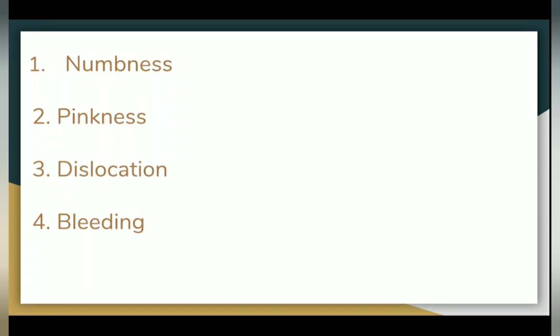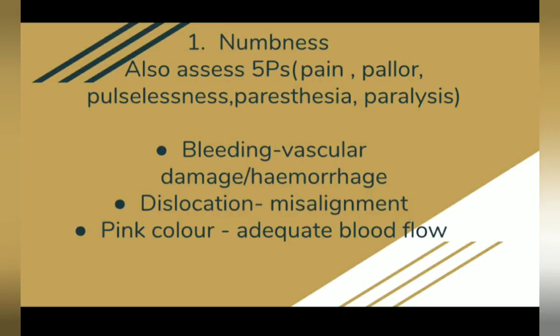The correct answer is option 1, numbness. Numbness could suggest neurological damage, but the nurse should make sure she also assesses for the 5 P's: pain, pallor, pulselessness, paresthesia, and paralysis. When considering the other options given, numbness should suggest neurologic damage.